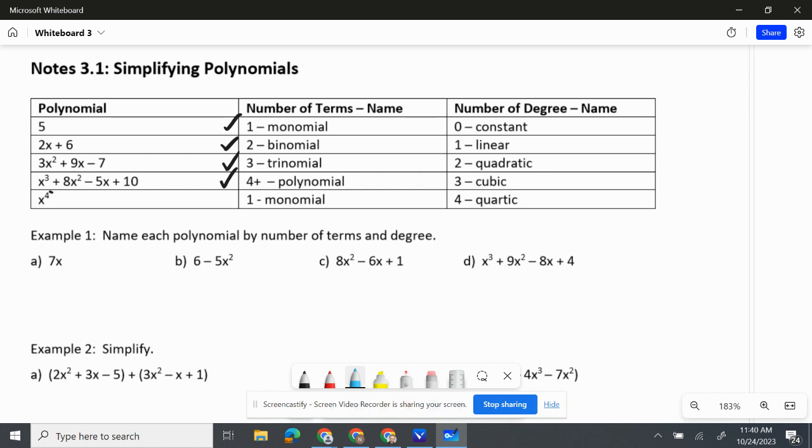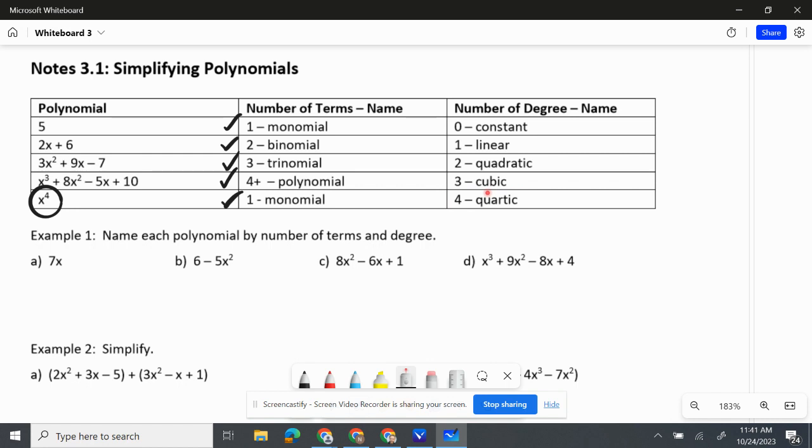And so if we're looking at this one right here, even though it's degree 4, it's just one term, so that's why it's monomial. The other way that we classify it is based off of degree. So there's no x's right here, so that would be constant. Here we have 1x, so that's linear. Here we have an x squared, so that's quadratic. Here we have an x cubed, so that's cubic. And here we have an x to the fourth, so that would be quartic.